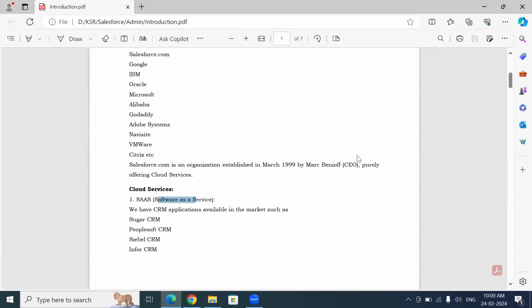That is about these cloud services, or we call them cloud computing models: software as a service, platform as a service, and infrastructure as a service. Okay.